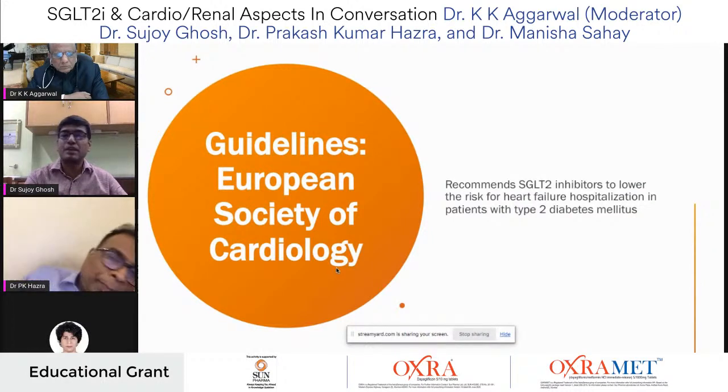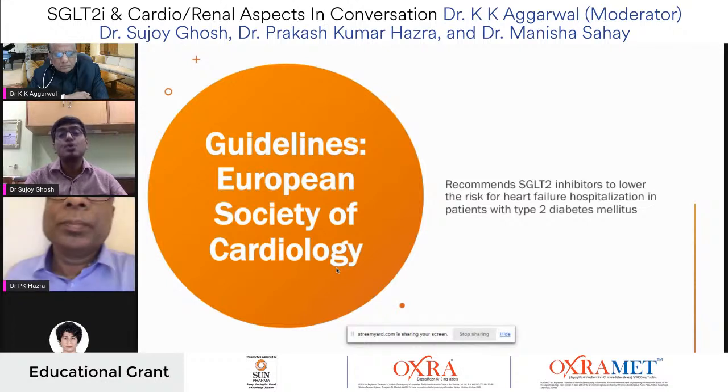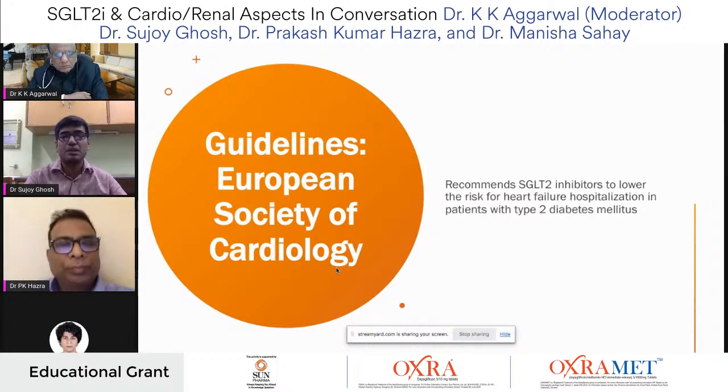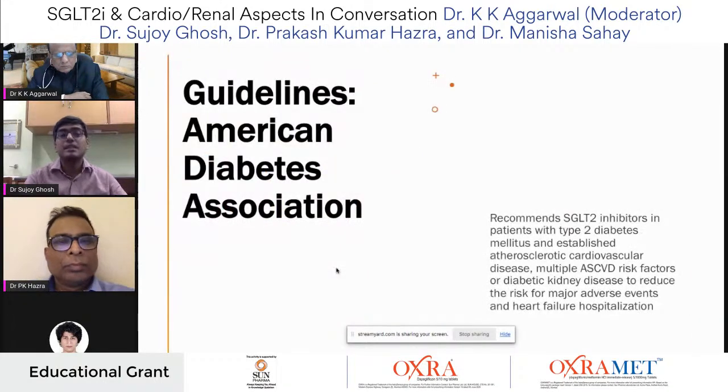The European Society of Cardiology now recommends SGLT2 inhibitors to lower the risk of heart failure hospitalization in patients with diabetes. The American Diabetes Association has stated that this group of drugs is great when it comes to management of diabetes, particularly those associated with atherosclerotic cardiovascular disease, those having multiple atherosclerotic cardiovascular disease risk factors, those with heart failure, those with kidney disease, and those even at risk of any of these problems.